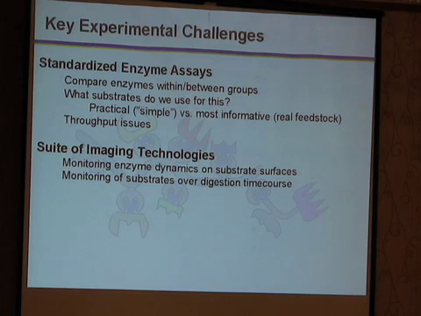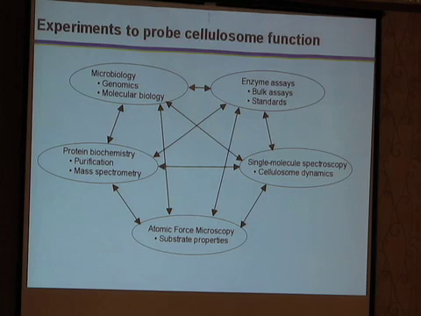So if we were to put this in a more graphical form, the way my collaborators and I put this project together is to have a suite of interrelated experiments where we were looking at microbiology, the genomics, the molecular biology of, for example, Clostridium species, enzyme assay development, how to standardize these bulk assays, protein biochemistry, how do we purify these complicated mixtures of enzymes, and using mass spec. And as you'll see, this is all dependent on having good genomic information. And then also using some higher-end biophysical methods like single-molecule spectroscopy to look at dynamics, and also atomic force spectroscopy to look at substrate properties. These are the kinds of things we're trying to do, and I want to focus in on just a couple of these areas, especially how they relate to the genomic information that we need.